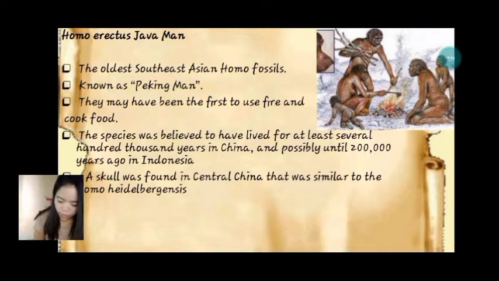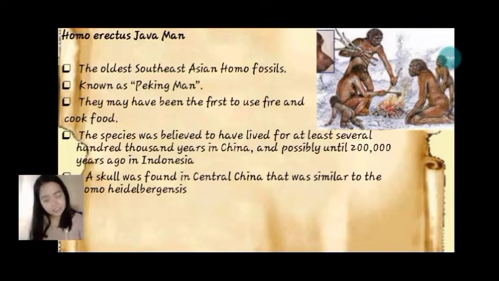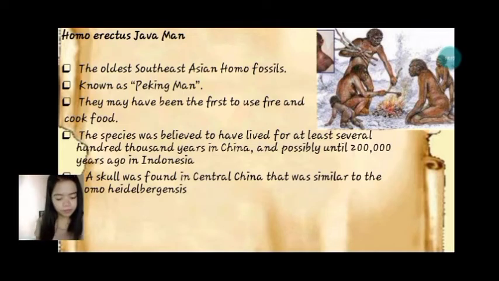So, the Homo erectus Java man was the oldest Southeast Asian Homo sapiens. Siya yung pinakauna. So, they are known as Peking man. Sinasabi daw na natagpuan ang Homo erectus Java man sa volcanic debris in Java, Indonesia. Sa Indonesia siya natagpuan.